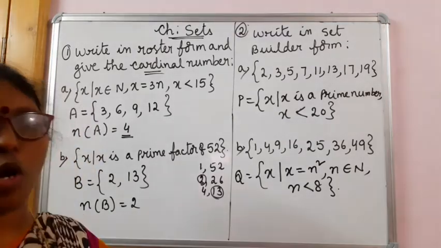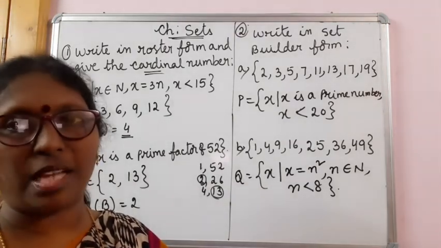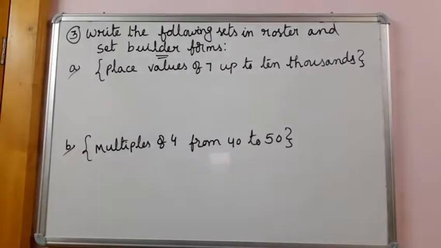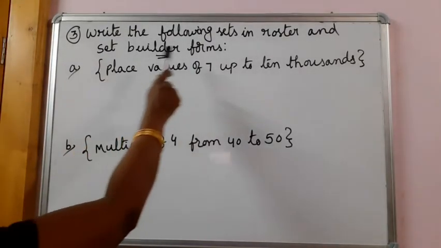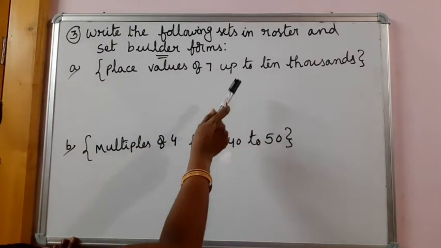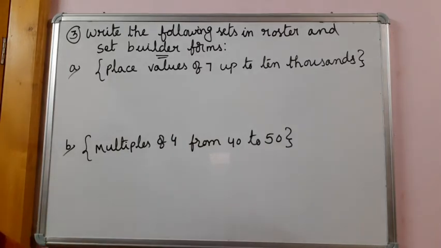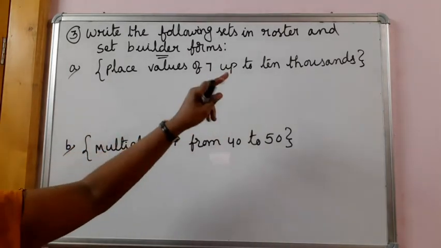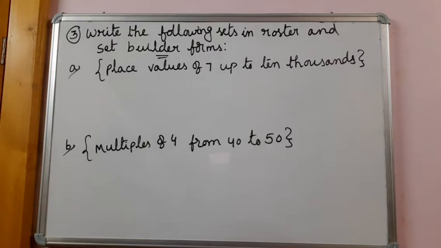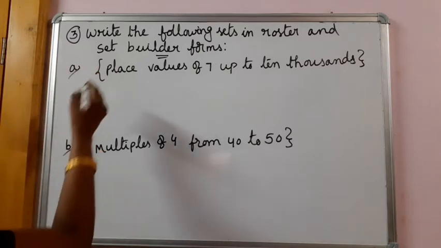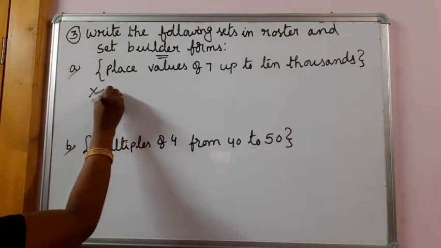Okay. Now one more variety let us have now. So your next question is, write the following sets in roster and set builder forms. That means the given form is description form. We have to write both in roster form and also set builder form. Okay. Let me name this set as X.